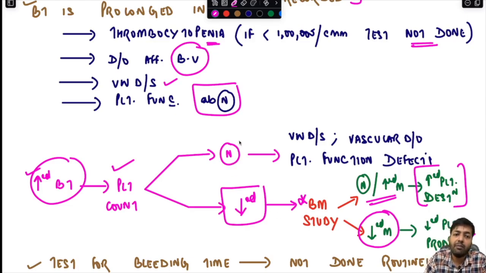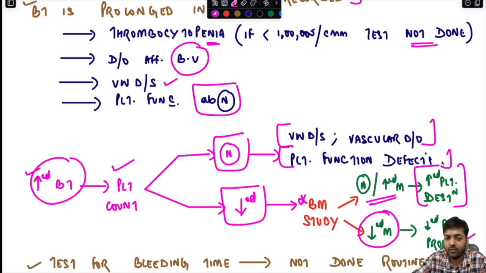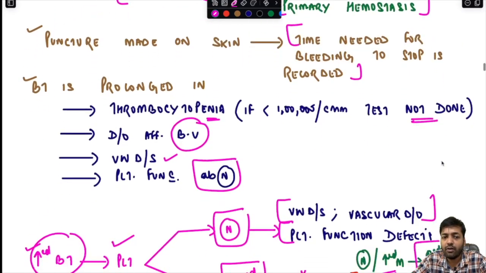On the other hand, if the platelet count is completely normal with a prolonged bleeding time, it is suggestive of von Willebrand disease or a vascular disorder or a platelet function defect. Okay, is this point crystal clear to everyone?